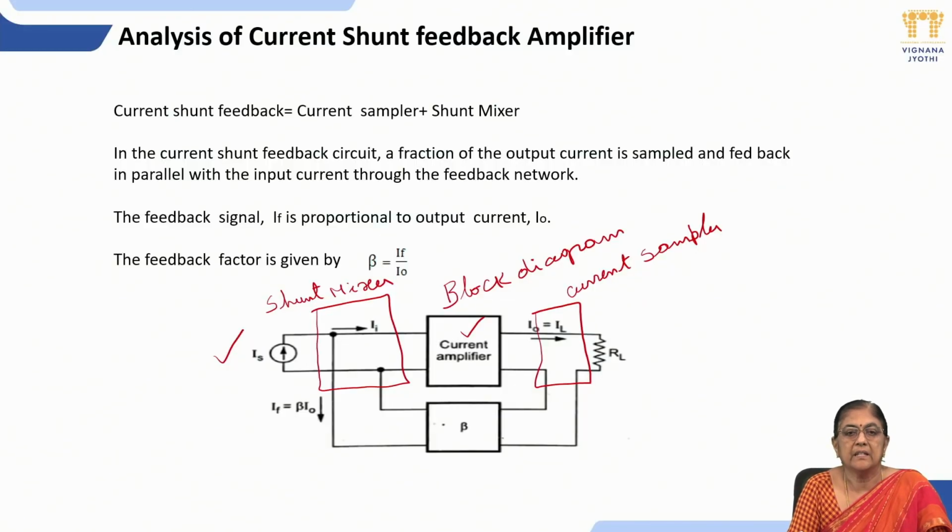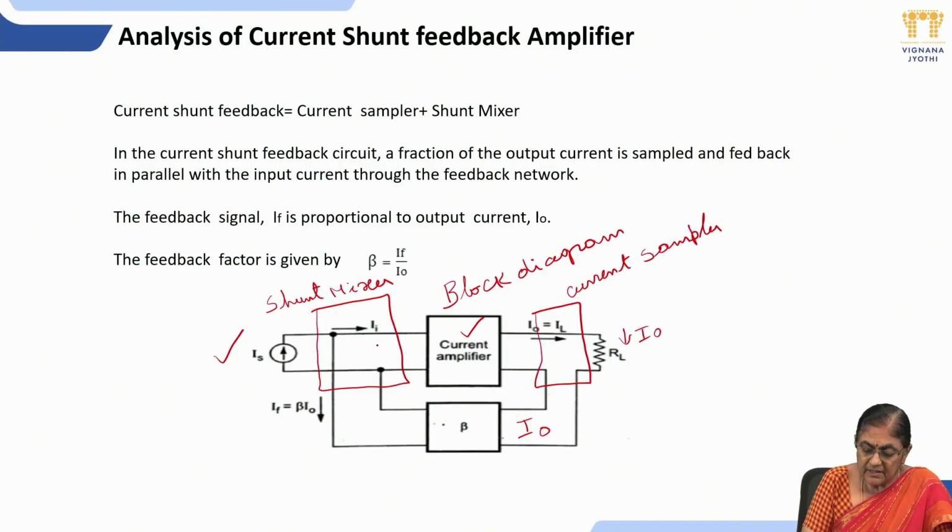So after identifying the type of the sampler and the type of the mixer in current shunt feedback amplifier, you can observe what is the signal present at the input terminals of the feedback network. In the case of current sampler, the current flowing through the load terminals is I0. The same signal is present at the input terminals of the feedback network, that is I0. In the case of shunt mixer, the signal present at the output terminals of the feedback network must be current. You can represent it with IF.